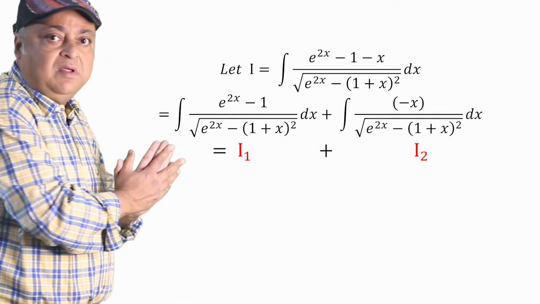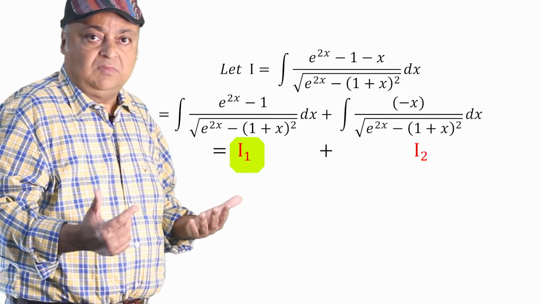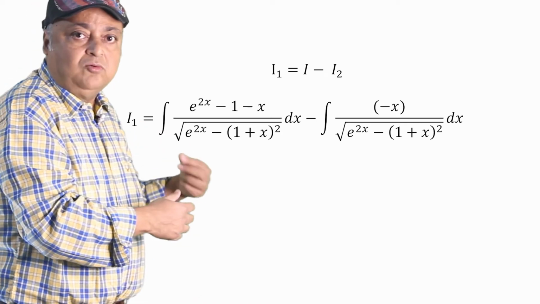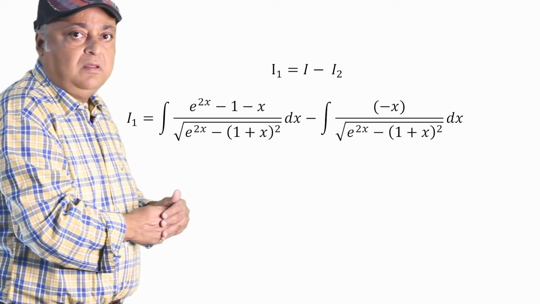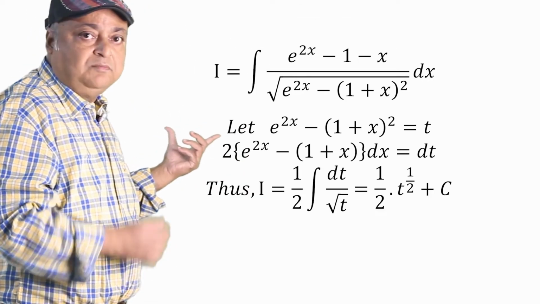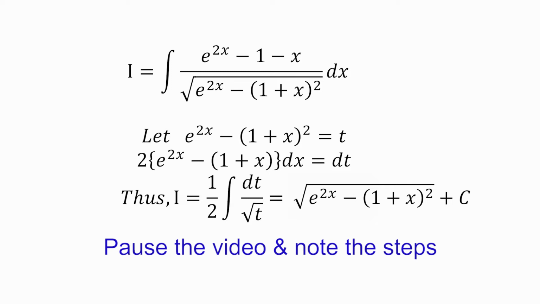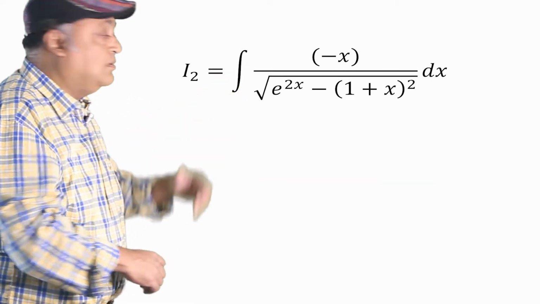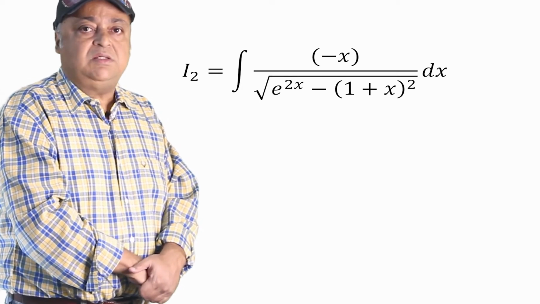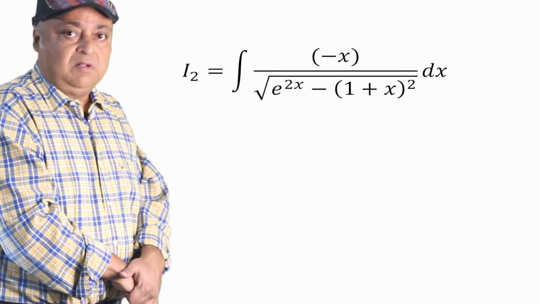What do we require? We require I1. Right? So I1 is going to be I minus I2. Fine. So I we can find very easily, taking this as substitution. Now the problem is with finding out I2. Is I2 solvable? Let us find it out.